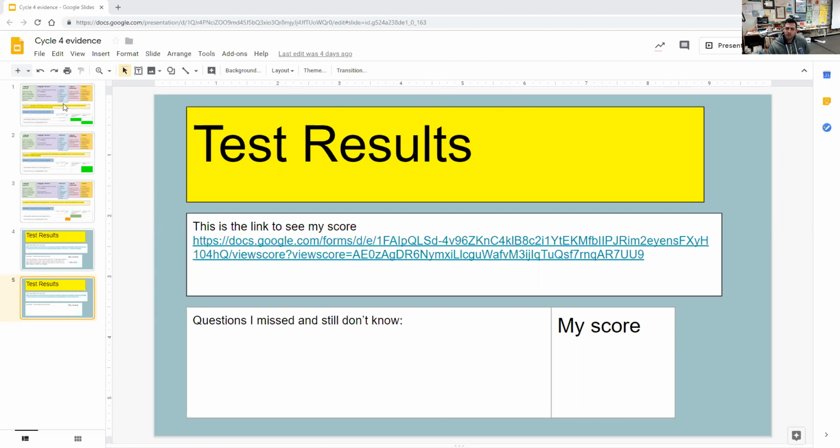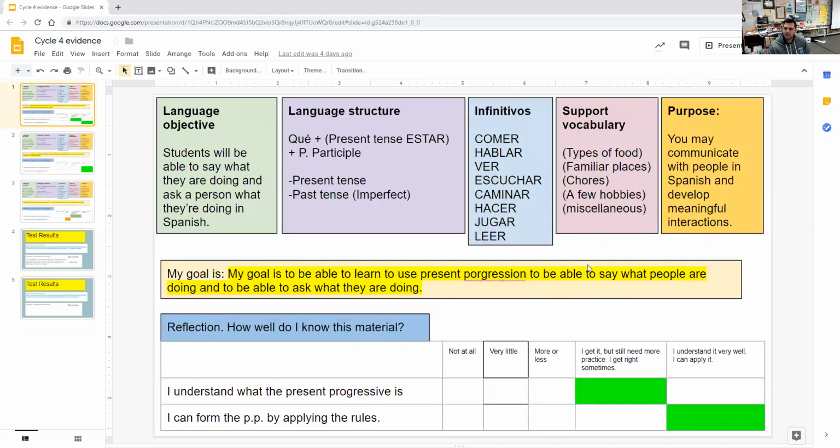I have a slightly different chapter opening that I created, which you can see on the screen. Here you may see the language objective, the language structure that we'll be using, and support vocabulary that students are expected to encounter in these chapters. I have the language objective plus purpose. Sometimes they're very similar, but it helps students better understand what they're supposed to do. So this is the opening of this chapter.